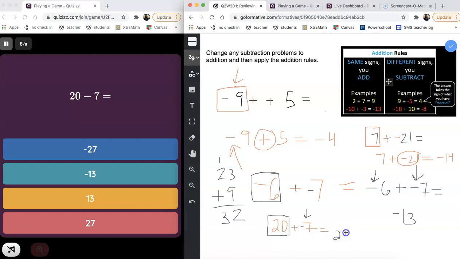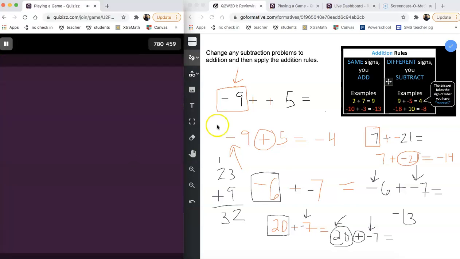So now this reads 20 plus a negative 7. The signs are different. That's a positive 20. That's a negative 7. They're being added. And my addition rules say same signs you add, different signs you subtract. So this would be a case where we'd subtract. 20 minus 7 is 13, and I have more positives than negatives. So this is going to be a positive 13.